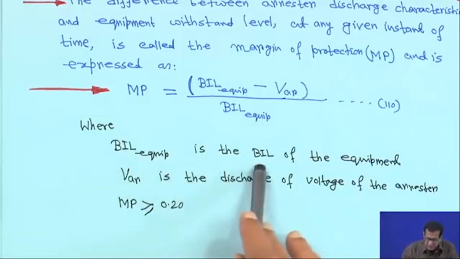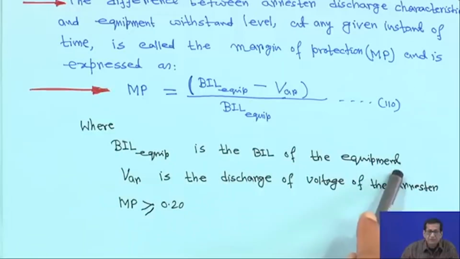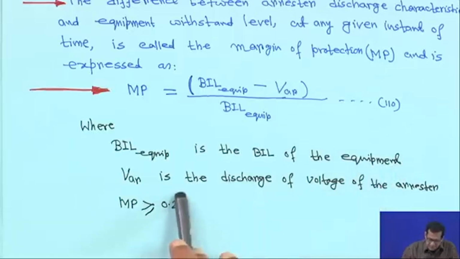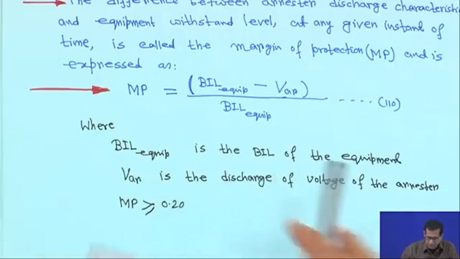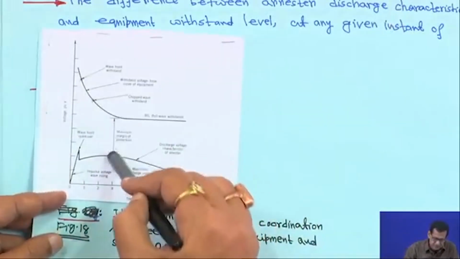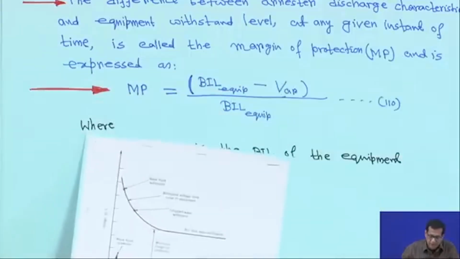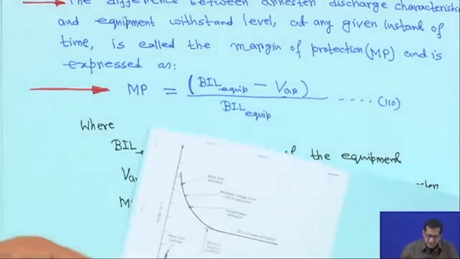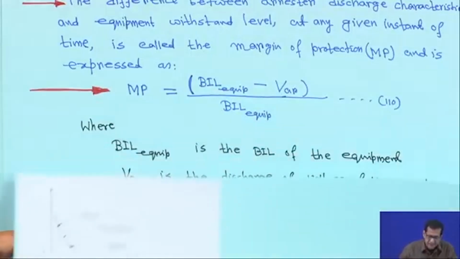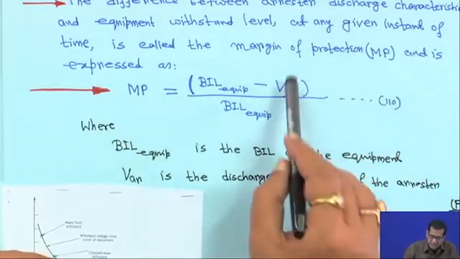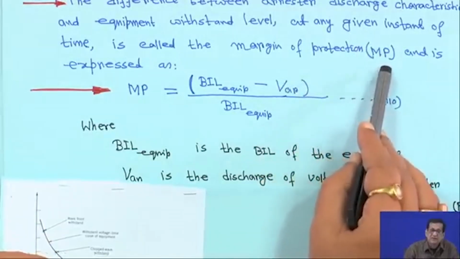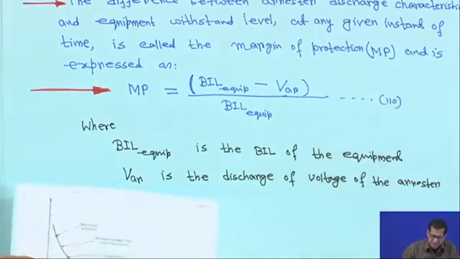So, BIL equipment is the BIL for the equipment, whatever equipment you are testing, and VR is the discharge voltage of the arrestor, and generally MP is greater than or equal to 0.20. That means if you make it MP, it will be greater than or equal to 0.20. The difference between arrestor discharge and the withstand level is called the margin of protection. In short, they call it MP, the margin of protection, right.